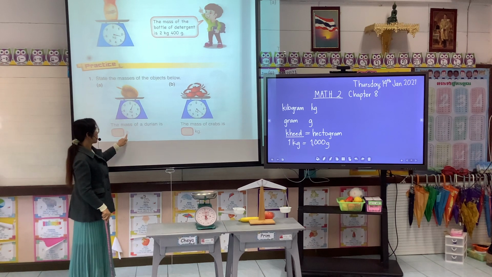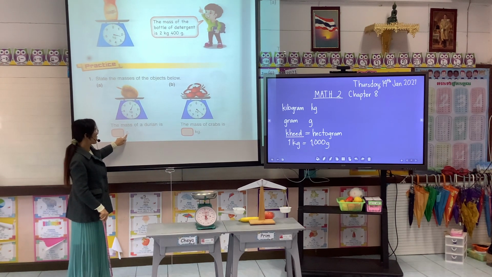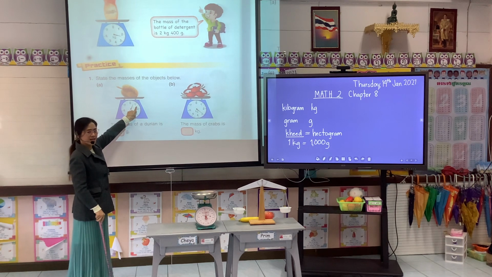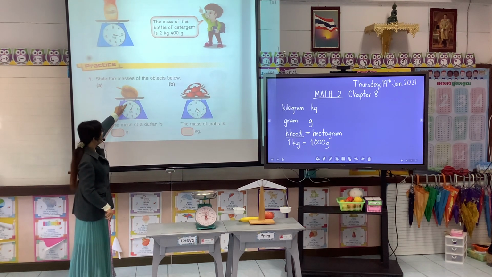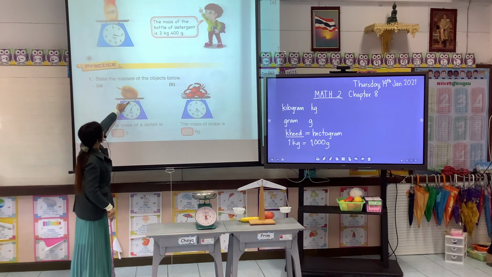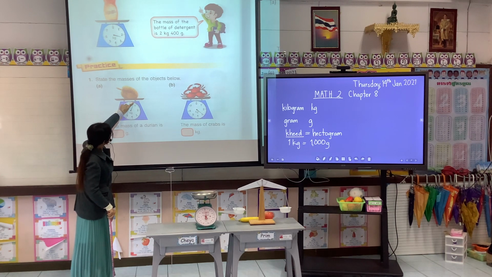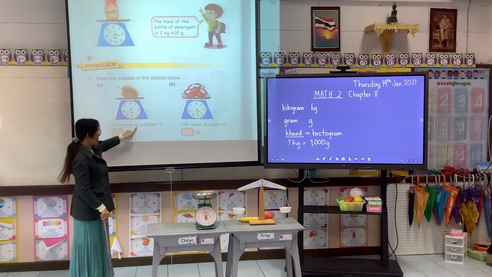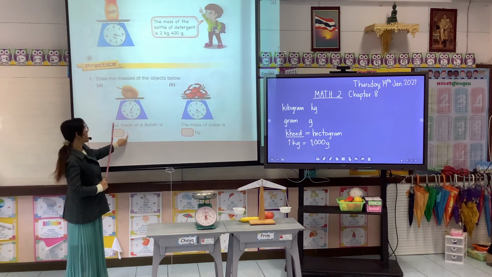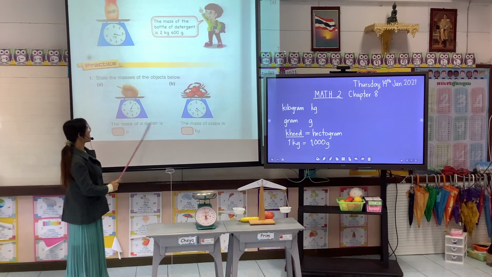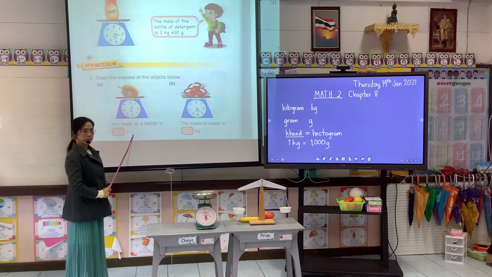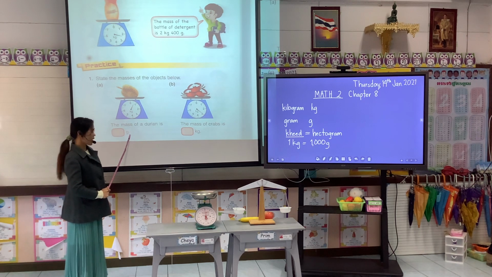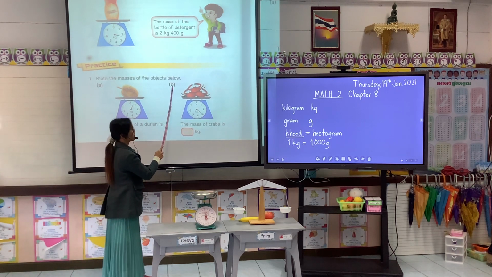So we're going to use gram. Our unit for this is gram, because it's less than 1 kilogram. Let's count 1, 2, 3, 4, 5. That is 500 grams. 5, 6, 7. So 700 grams. So we say the mass of a durian is 700 grams. You can write it there in your textbook. 700 grams.